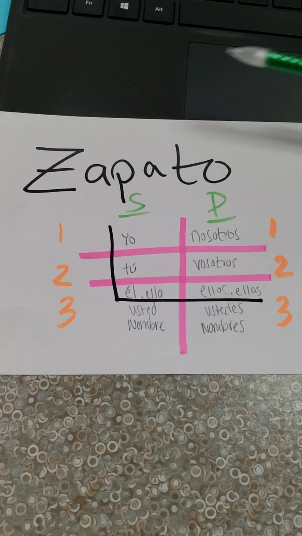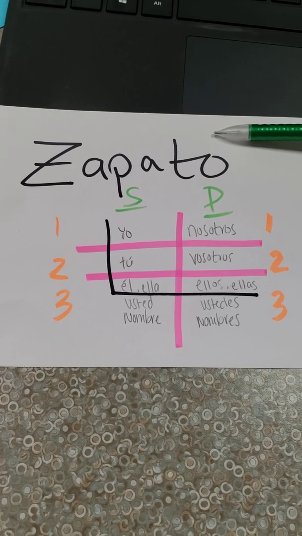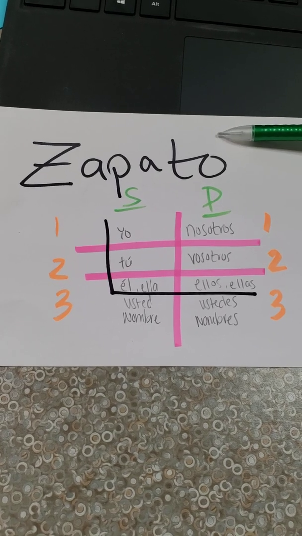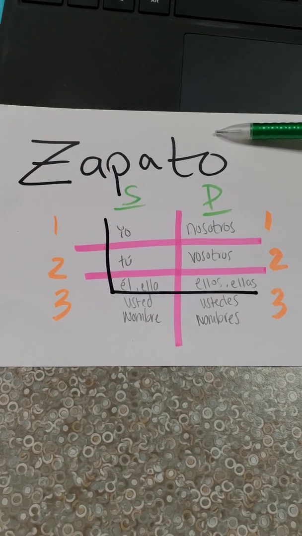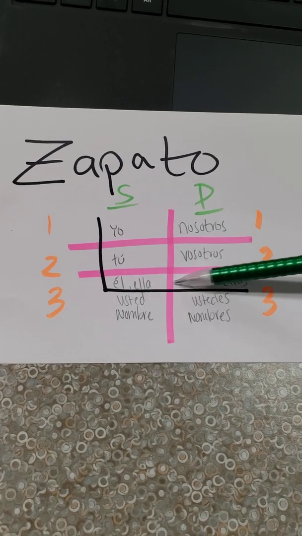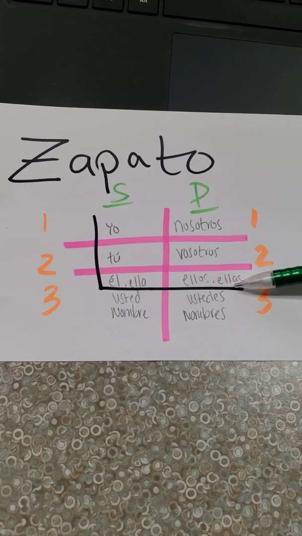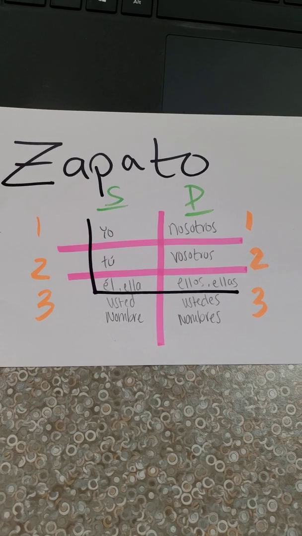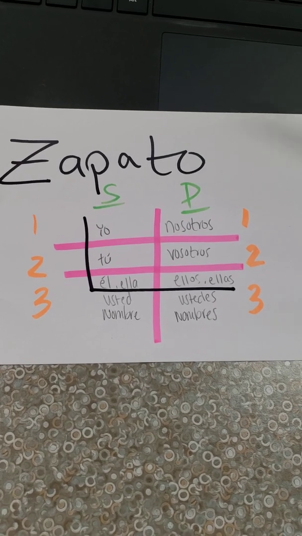Okay, tenemos los verbos zapatos. The chart is exactly the same as all your other charts, except you have this black line for your shoe or boot, and that is where spelling changes occur.